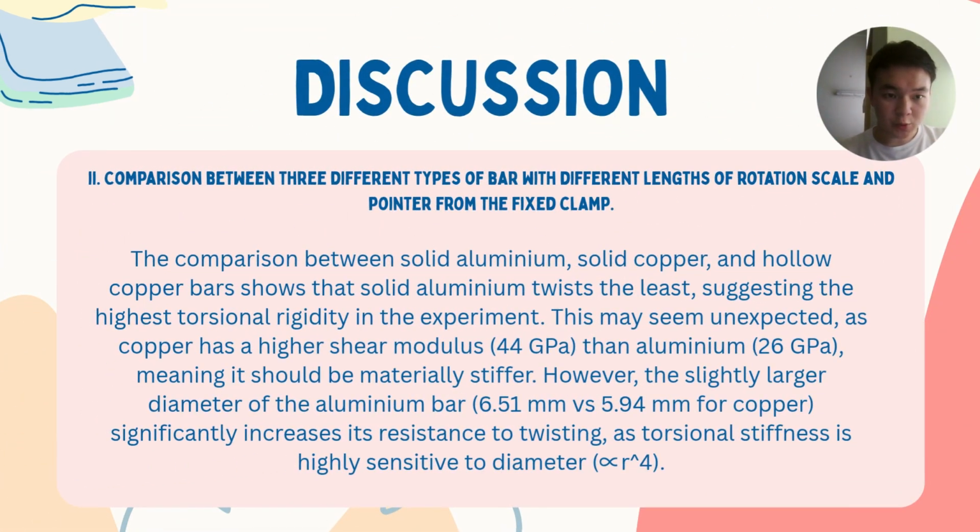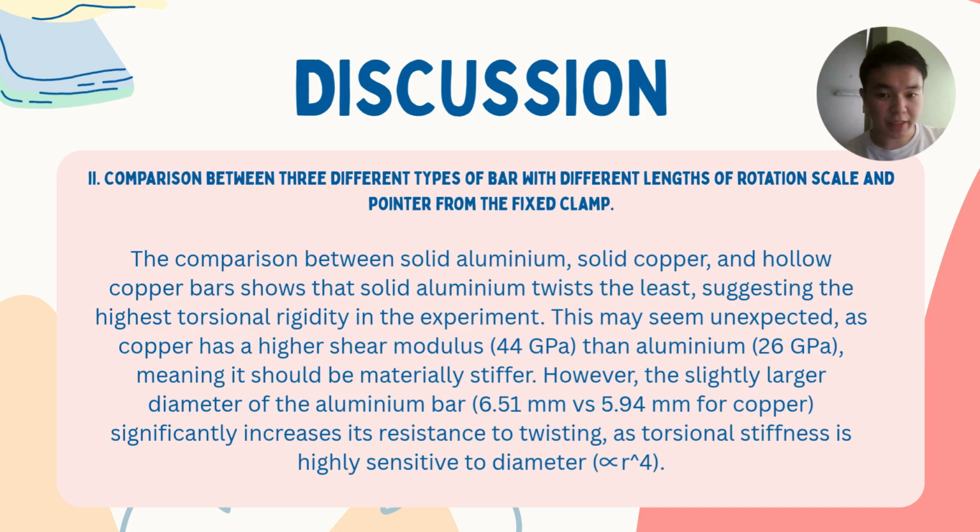So for discussion two is the comparison between the three different types of bar with different lengths of rotation scale, and also the pointer from the fixed clamp. From our comparison, the comparison between solid aluminum, solid copper, and hollow copper bars shows that the solid aluminum twists the least, suggesting the highest torsional rigidity in the experiment.